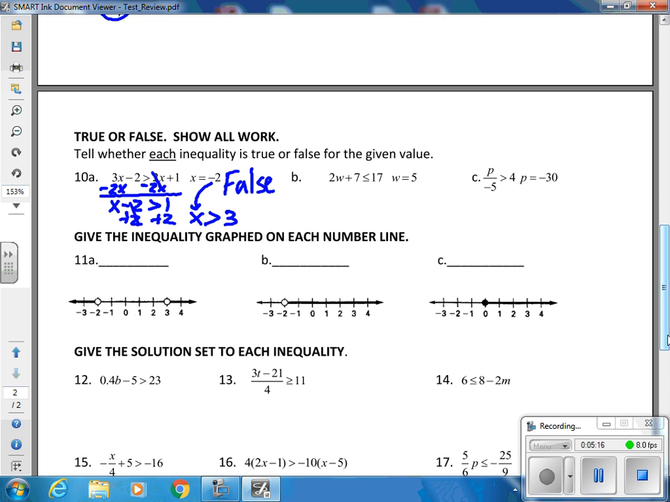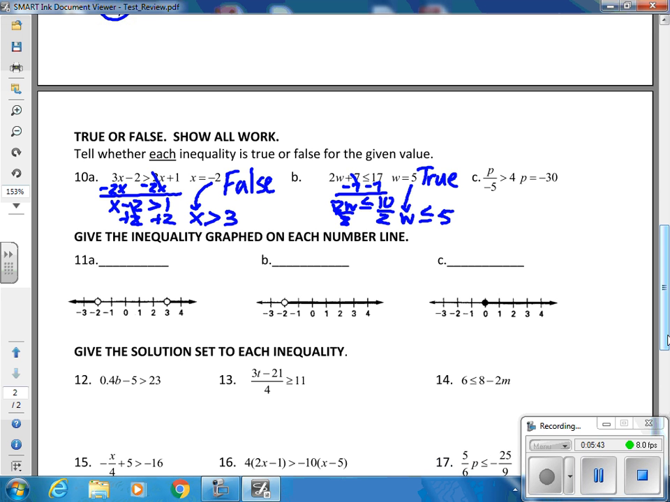All right, for letter B, this is a two-step one, so you're going to subtract 7. Now you've got 2w is less than or equal to 10. Divide by 2. We don't need to flip anything because there were no negatives involved. So w is less than or equal to 5. Right? So you ask yourself, if you put 5 here, is 5 less than or equal to itself? Well, because of that equal bar, it is equal to itself. So this would be a true statement. If that little equal bar piece wasn't there, we would have to say false.